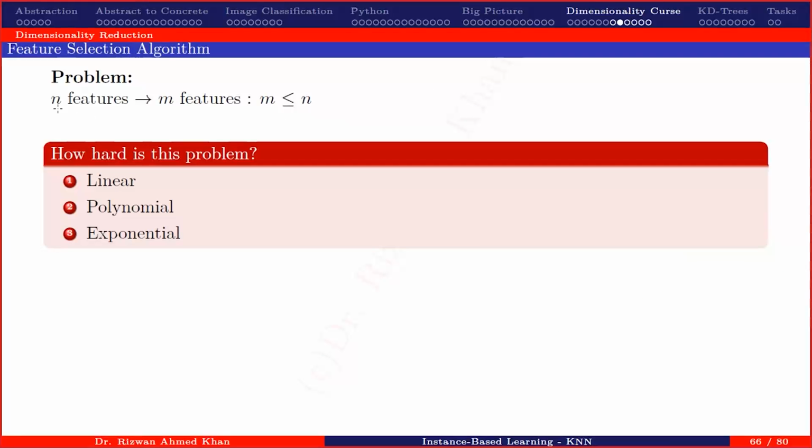Right? So let's say we have n features in our data set, and we want to find m features which will be used for kNN. The m is less than n, and I want to ask you how hard is this problem. Is this a linear problem, polynomial problem, or exponential problem? Any thoughts on the complexity of an algorithm that will find a subset of the data set?